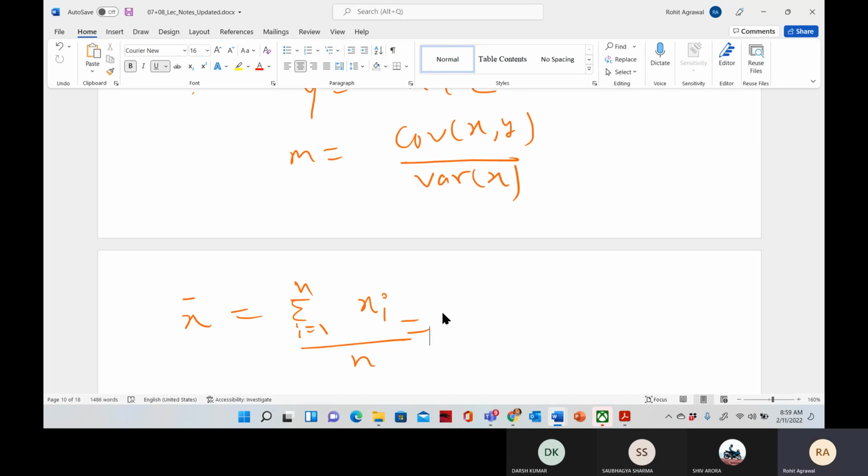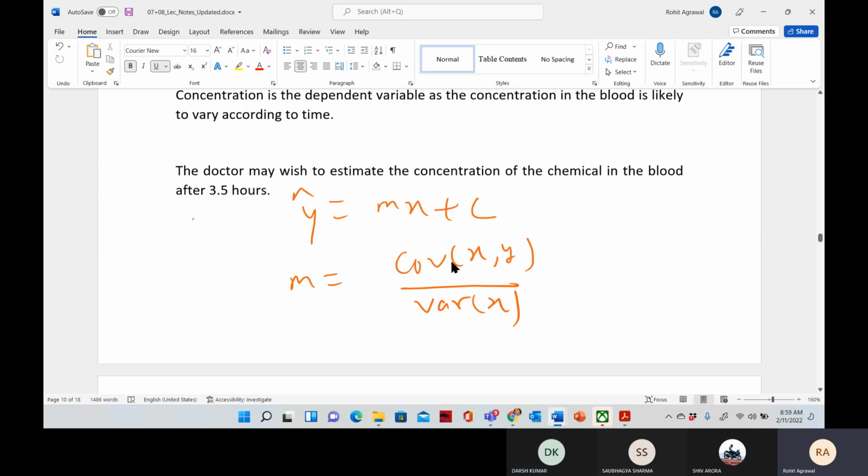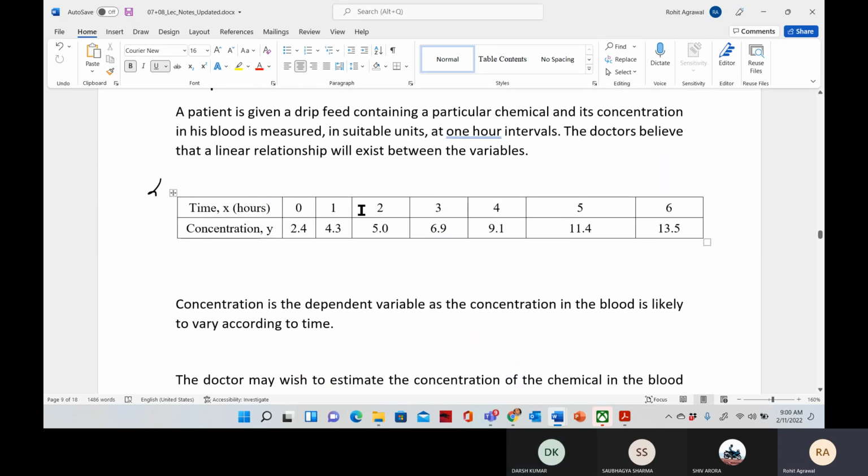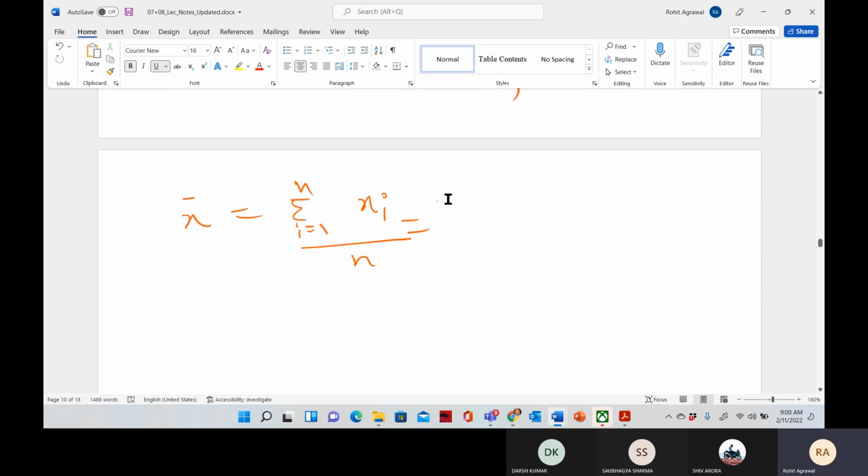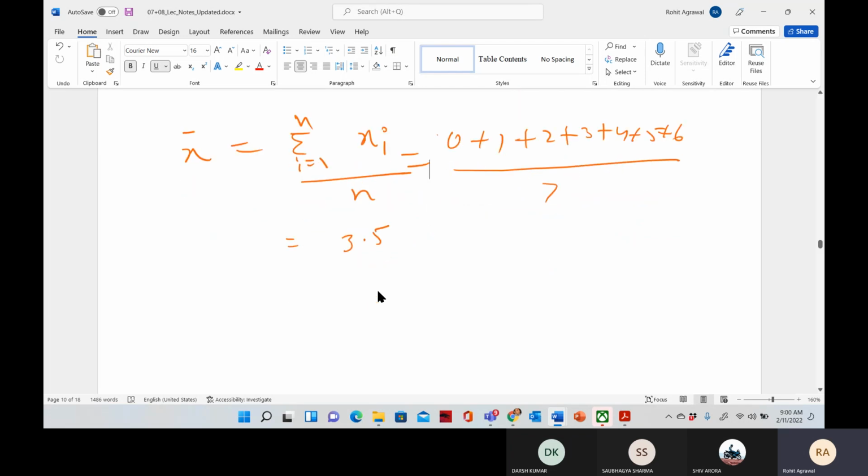So how many values of x are there? Let's look at the question. The values go from 0, 1, 2 up to 6, right? So it is 0 plus 1 plus 2 plus 3 plus 4 plus 5 plus 6 upon 7. 7 values are there, so it is 7. That is 21/7, which will be 3. Clear. So this is your x bar.